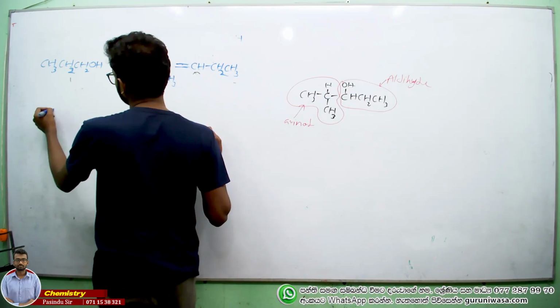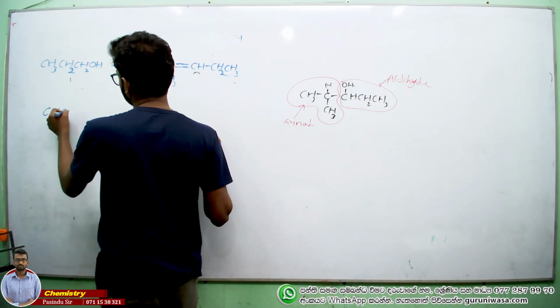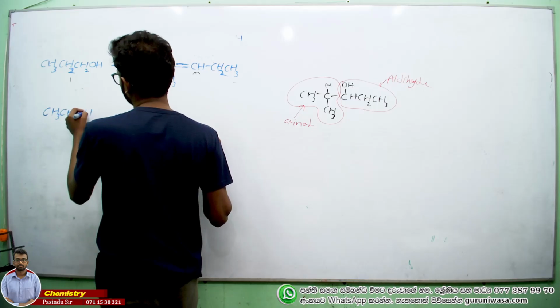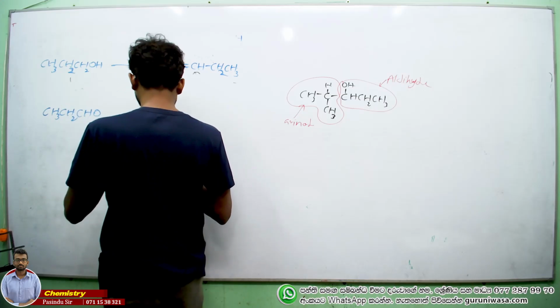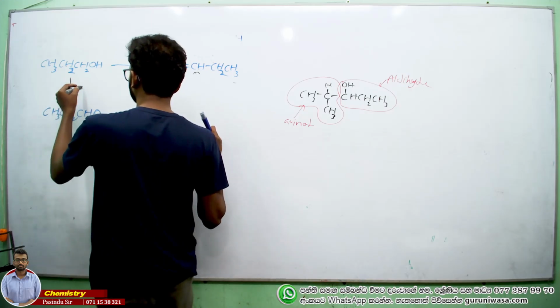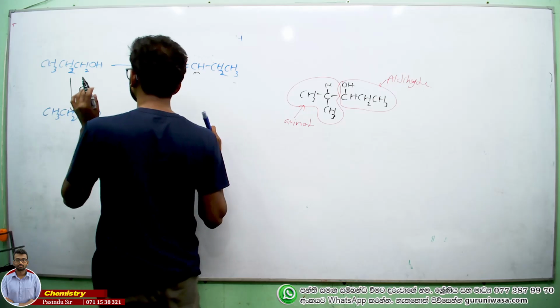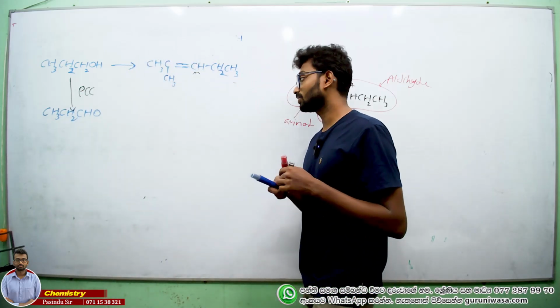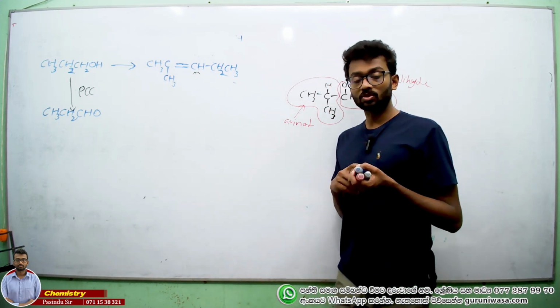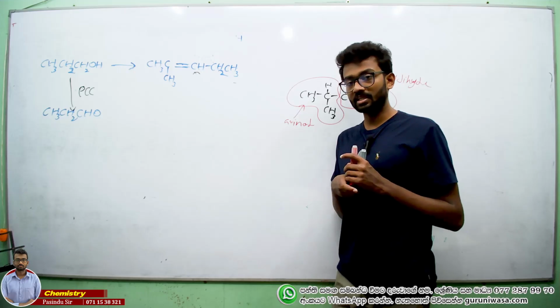Will oxidize into CH3CH2... How? By adding PCC. You can't add this is oxidation, right? But you can't oxidize using strong oxidizers like H plus KMnO4. What will happen?